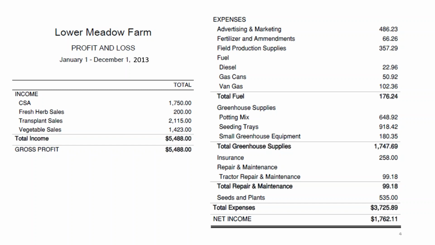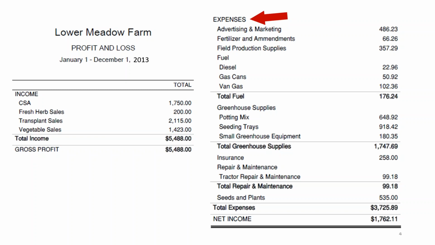And let's go through some of the elements. On the left, there's a column for income. This is all of the money that I took in from the sale of CSA shares and at the farmer's market that year. I chose to break up my income into CSA and then 3 product categories for what I was selling at the farmer's market. On the left, the income is totaled into the gross profit.